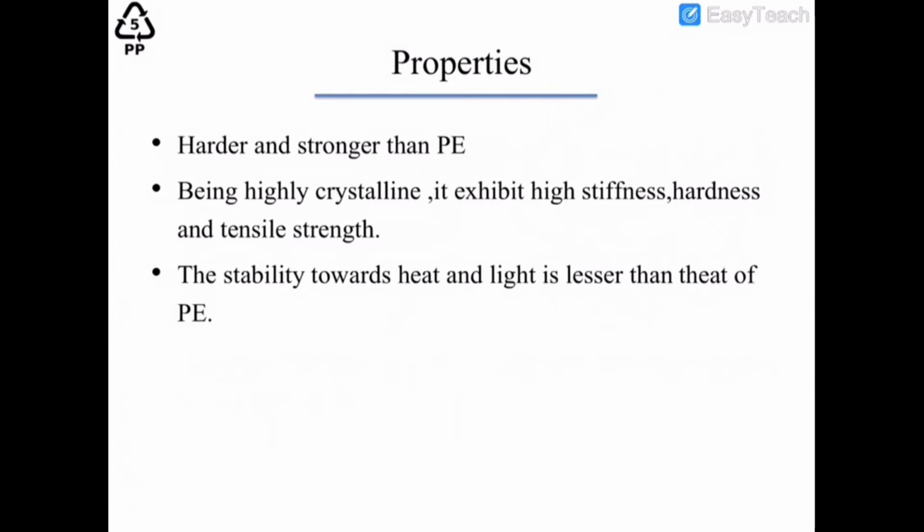Then, what are the properties of PP? PP, that is polypropene, is harder and stronger than polyethylene. Being highly crystalline, it exhibits high stiffness, hardness and tensile strength. The stability towards heat and light is lesser than that of polyethylene.